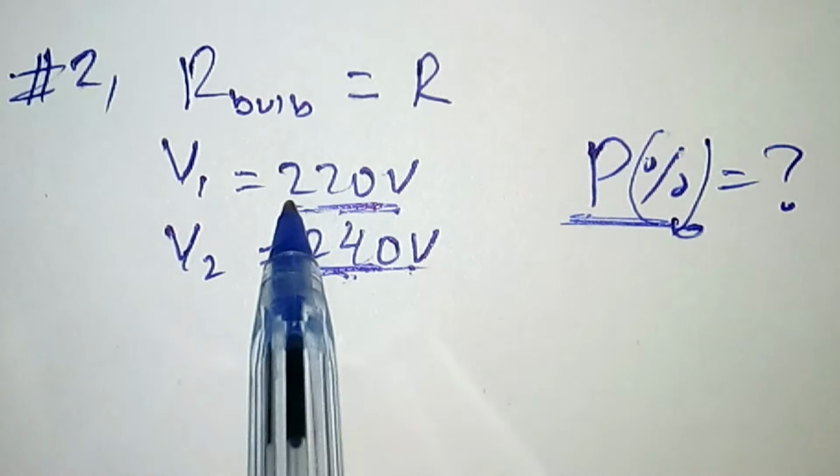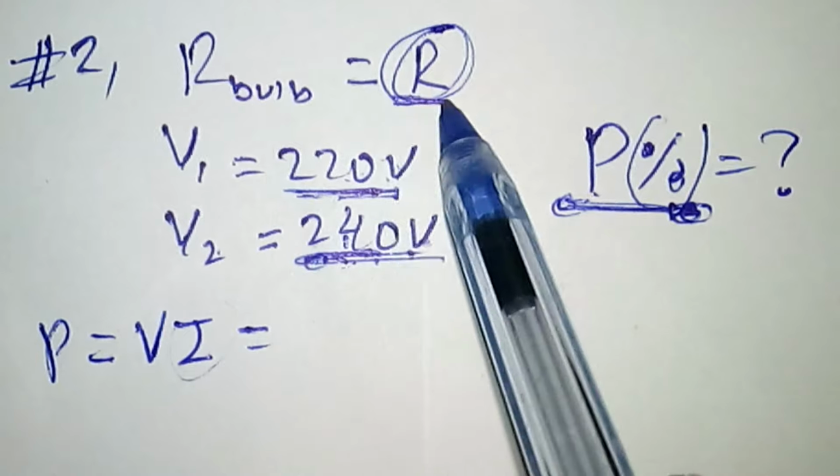Then when the voltage is increased from 220 volts to 240 volts, what is the power increase? The power increment comes from this source. To do this question, first we have to find the power formula. We know that the electric power is given by voltage times electric current, but we don't have the current here. We have only the voltage and the resistance. The resistance of the bulb we can simply take as R.